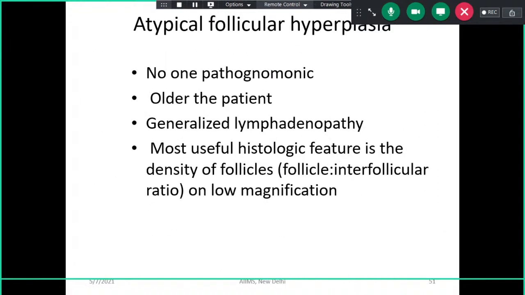First comes the question of whether it is reactive, a lymphoma, or atypical hyperplasia. When we say it is atypical, there is not a single feature where you call it a lymphoma, right? If it is a follicular pattern, you have to take into account many things, like whether it is a generalized or a localized lymphadenopathy, whether it is an older patient or a young patient. Taking into account all factors and the immunophenotype, only then do you decide whether it is a lymphoma or not.